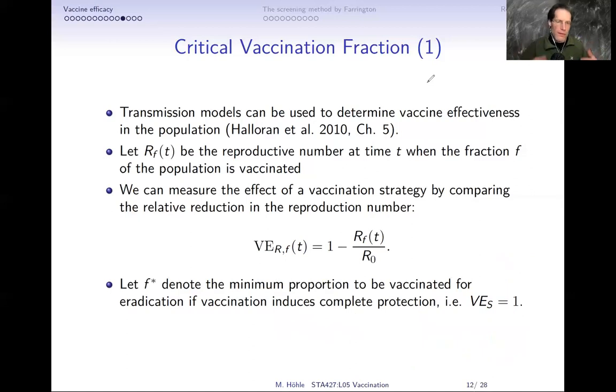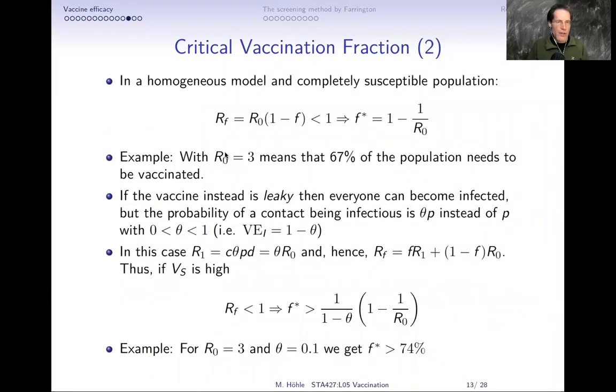Right. So let's look at this scenario. If you have a vaccination which is perfect, so it induces complete protection, so VE_S is equal to 1, what's the minimum proportion we need to vaccinate in order to eradicate a disease? We can use our homogeneous modeling for this. If you have a homogeneous model, as you showed, we have R_F equal to R naught times 1 minus f. Then we can simply push around the equation until we have that f star is bigger than 1 minus 1 over R naught.